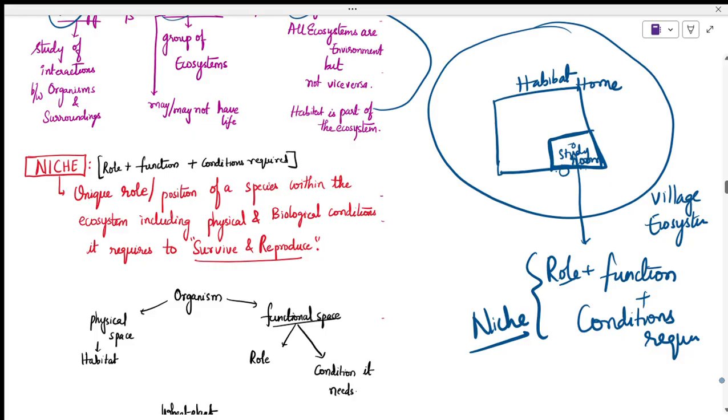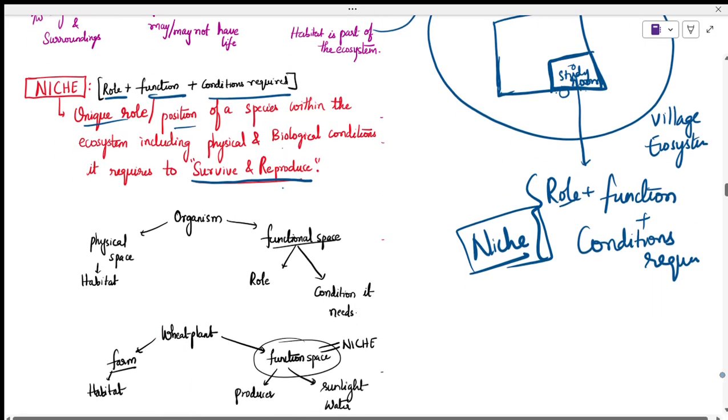Okay, the whole village is an ecosystem where I'll be living and interacting with multiple organisms, right? Then my home is a habitat for me. Then in my home there is a study room which has a specific role, function and conditions required. It is called niche: the unique role or position of a species within the ecosystem, including the physical and biological conditions it requires to survive and reproduce. Right.